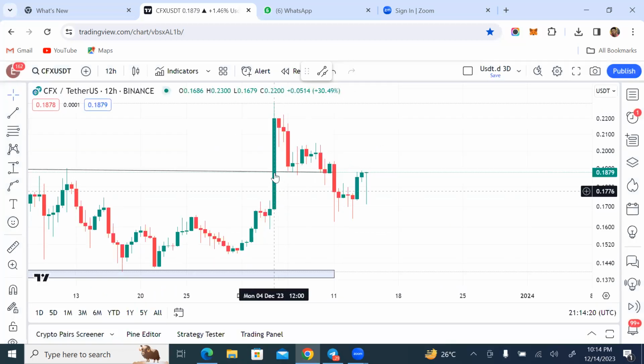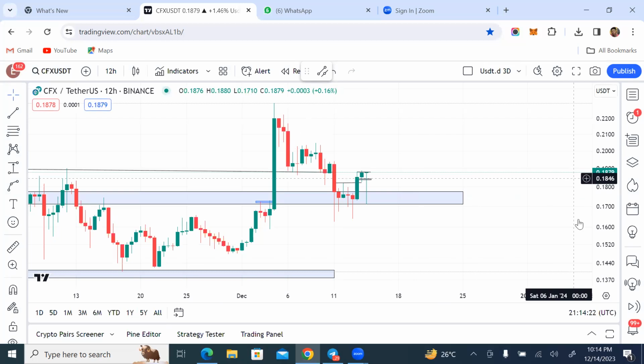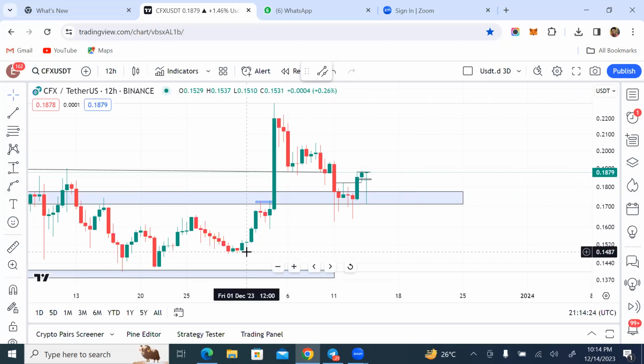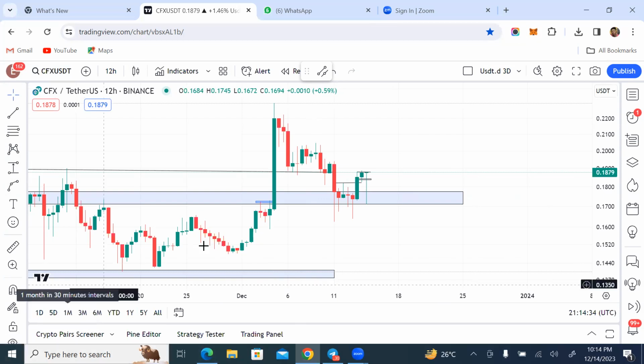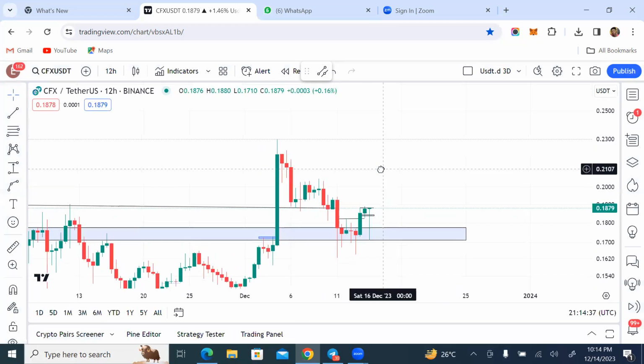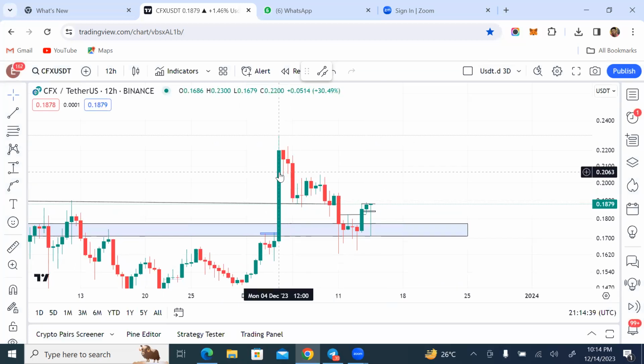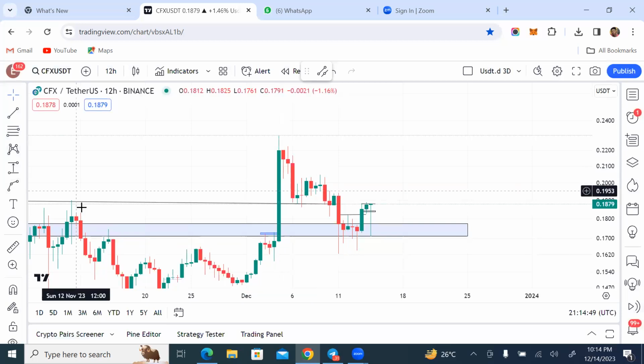Whenever you see a big candle like this, the first thing that will come to your mind is to run and go and buy. Can you hear me? I said the first thing, whenever you see this big candle, the price pumps, you go and buy. Whenever you see a big institutional candle, don't enter the market.